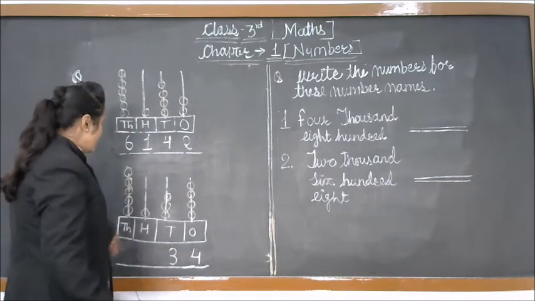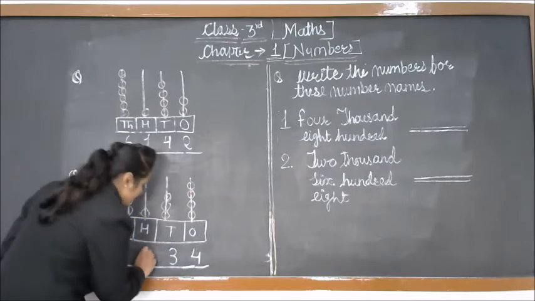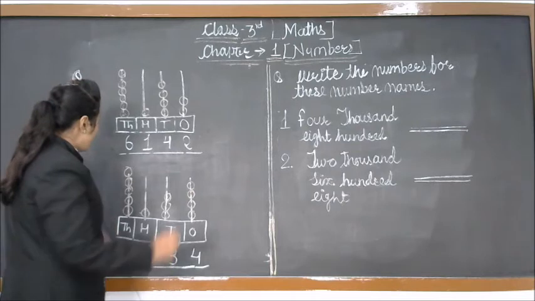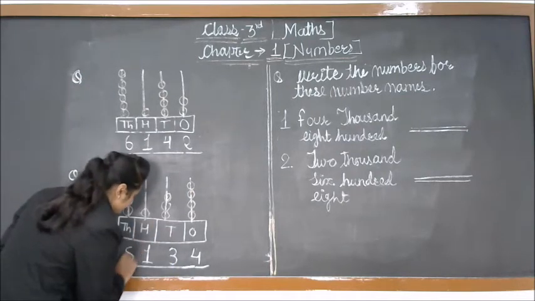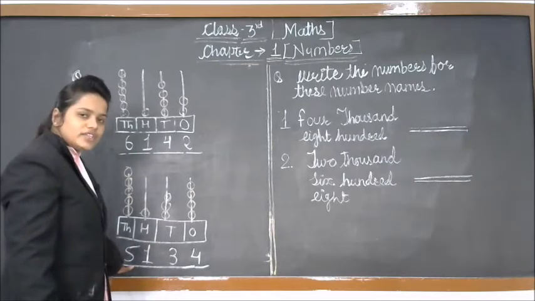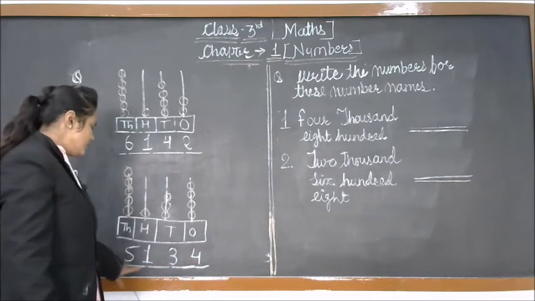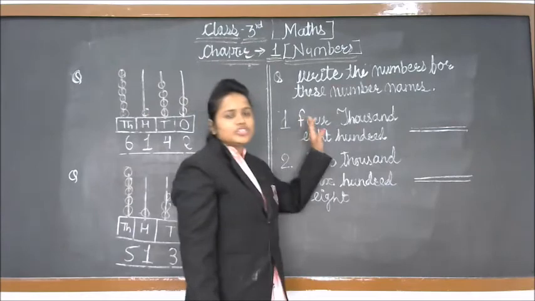In the hundreds value, how many rings do we have? Only 1. So we can write here 1. In the thousands value, how many rings do we have? 1, 2, 3, 4, 5. So we get the answer 5134. 5134.